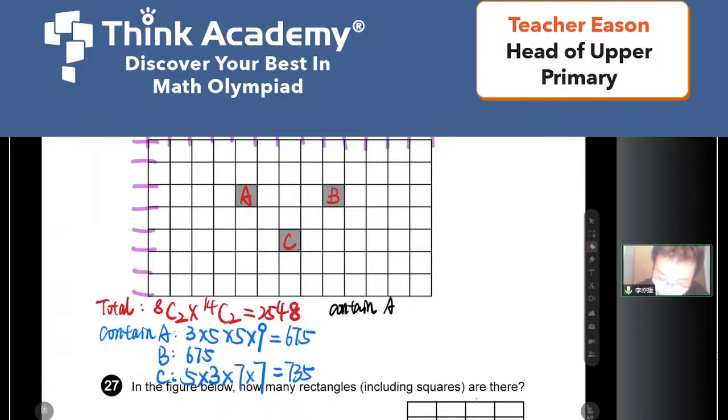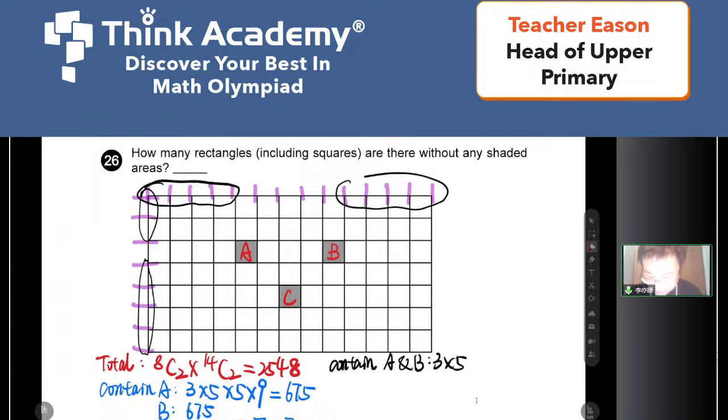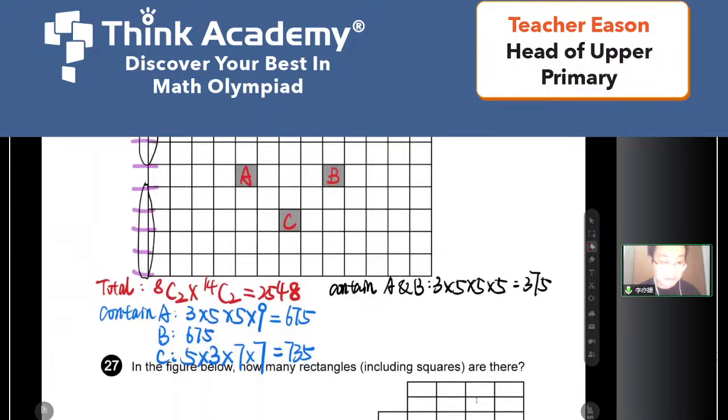So for those who contain both A and B, then the top and bottom are 3 and 5. And then for left and right, left should be on the left of A, right should be on the right of B. So it's 5 and 5. So it's 3, 7, 5. So that's those containing both A and B.